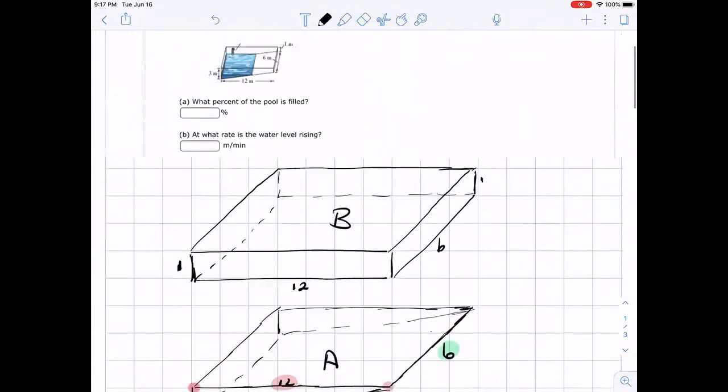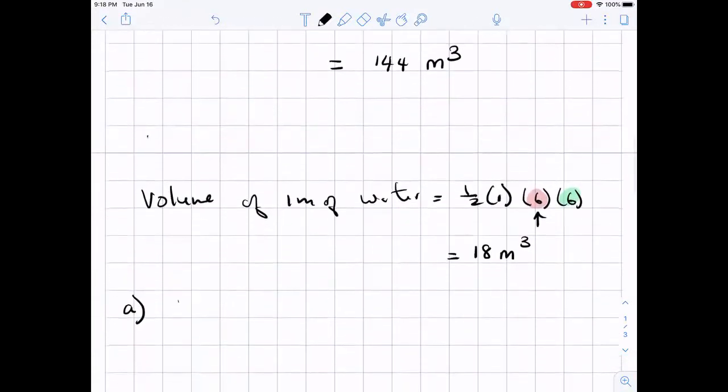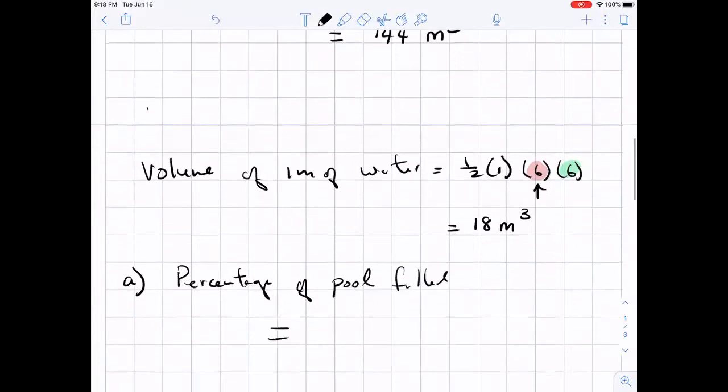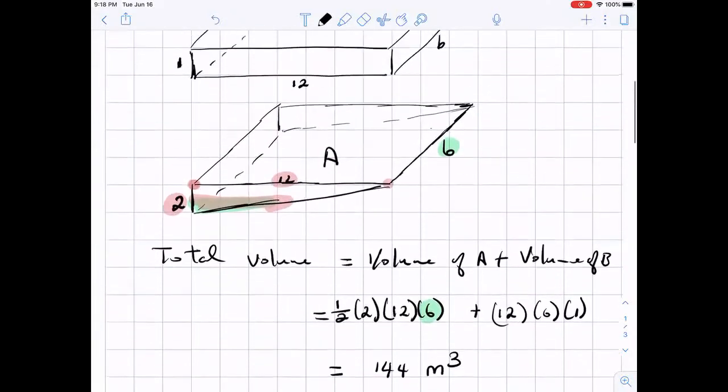So for part A, when they ask you what percentage of the pool is filled, the percentage of pool filled is equal to 18 over 144, times 100 because we need percent, times 100%. And that is equal to 12.5%. So only 12.5% of the pool is filled when there's 1 meter of water at the back end of the pool.